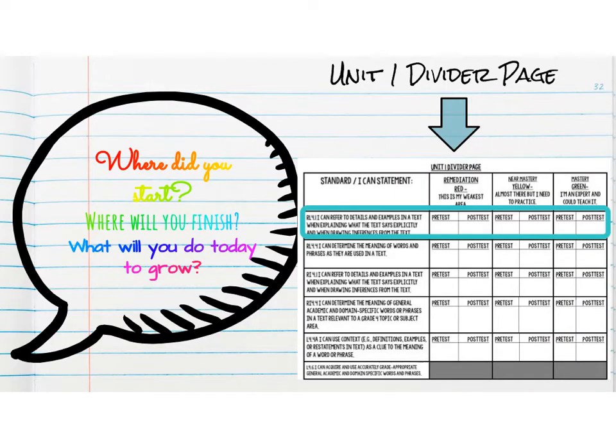As we think about our standard, or our data for this standard, RL.4.1, I can refer to details and examples in a text when explaining what the text says explicitly, and when drawing inferences from the text. I want you to reflect as we begin today and think about, where did you start on the pretest? Were you in red, yellow, or green? Where will you finish, and what will you do today to grow, or to make sure that you are always increasing in your knowledge?